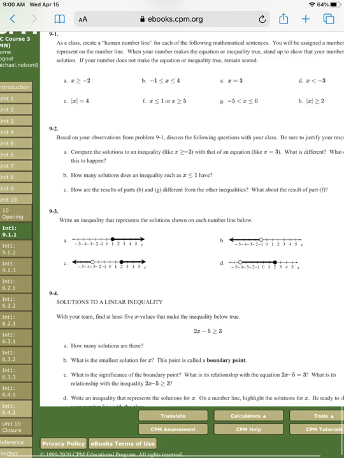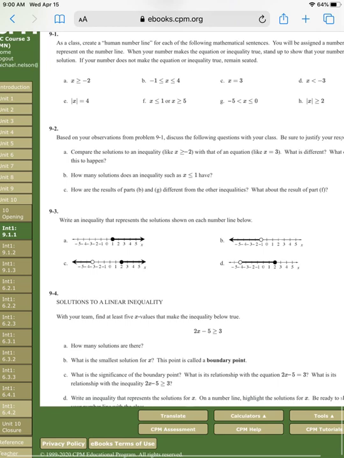Okay, everyone, I'm going to start walking you through 911. This is actually INT 911, which is the first lesson in Unit 10. The first problem was going to tell you basically to make a human number line, which obviously we're not going to do. I just wanted to quickly touch base with what each of these things mean to make sure you have an understanding and a review of inequalities.